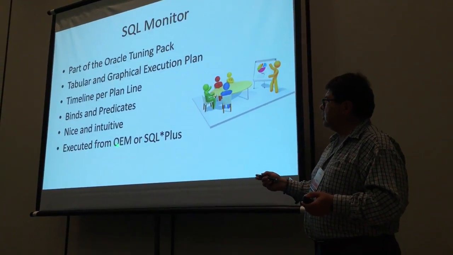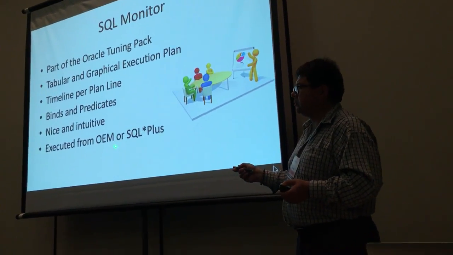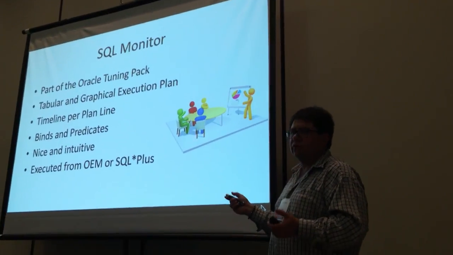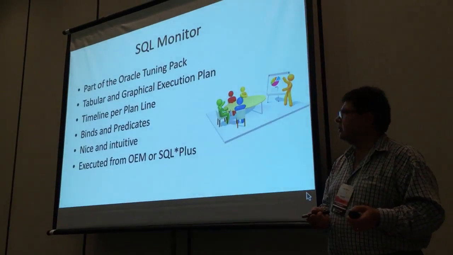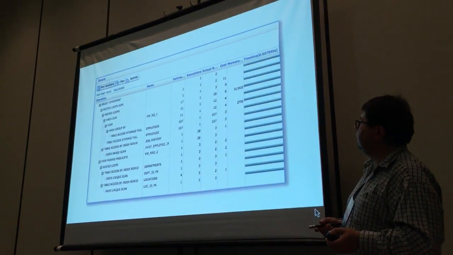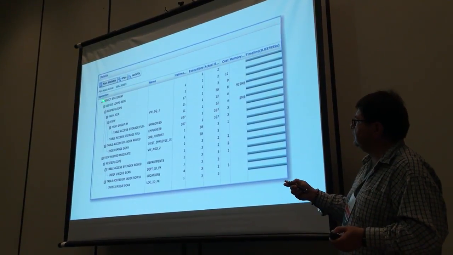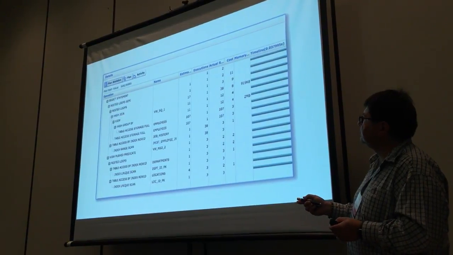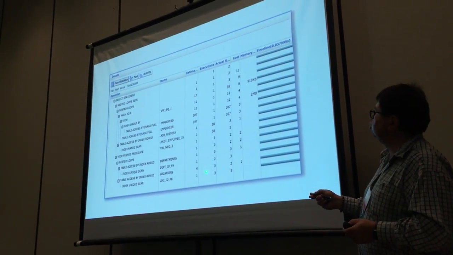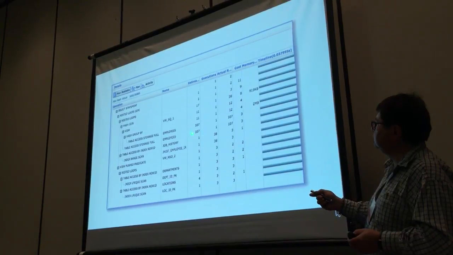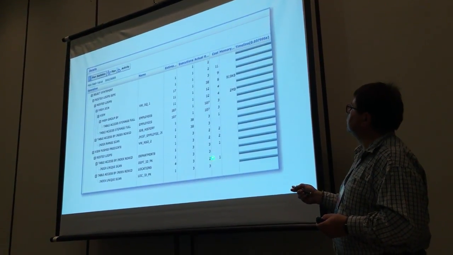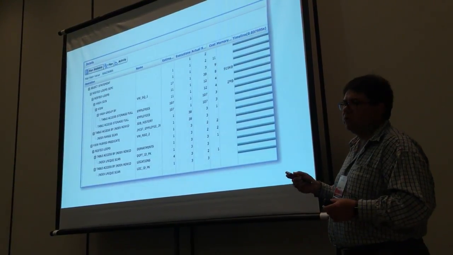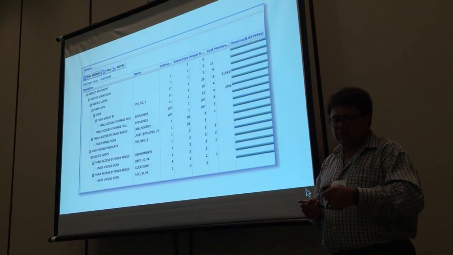And you can execute SQL Monitor either from OEM or directly from SQL Plus. You don't have to have OEM to use the SQL Monitor report. This is a sample of the SQL Monitor report. We see the execution plan lines. We see the estimated number of rows. We see the actual number of rows. These two columns are important together. Cost is not that important, and we have some extra information like memory use, right? So we have a lot of information.